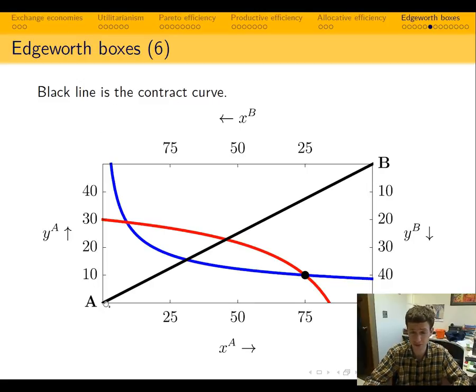Now the contract curve won't always be the diagonal between the two corners. Here it is because they have the same utility function. Right? There's some symmetry going on here. So any allocation on this black line is Pareto efficient. In particular, any allocation between this red line and the blue line, and also on the black line, is both Pareto efficient and preferred by both agents to the endowment.